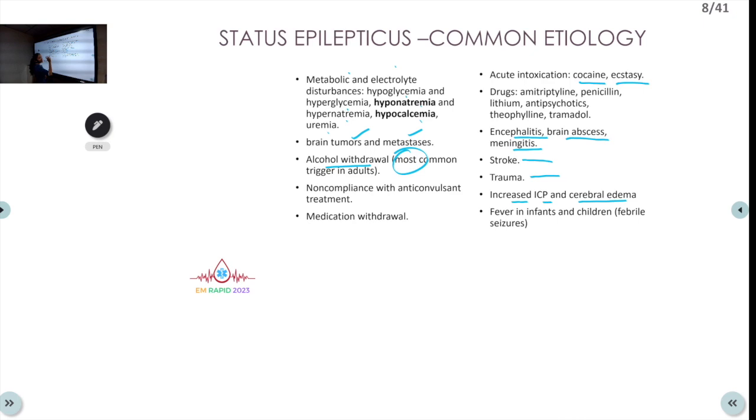Then therapeutic drugs like amitriptyline, penicillin, lithium, or any antipsychotics, theophylline, or opioids like tramadol can cause seizures. Then other causes: a patient who is a known case of seizure disorder and is non-compliant with the medication can have a seizure. And in infants and children, there can be febrile seizures also.